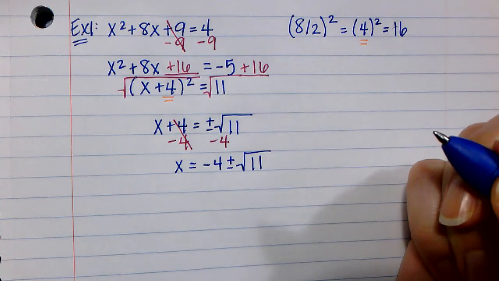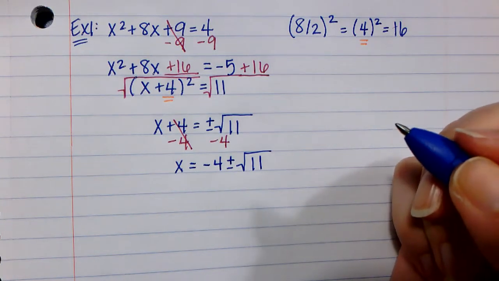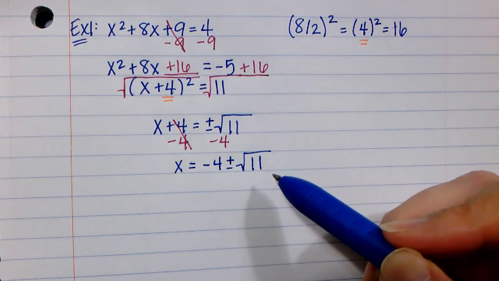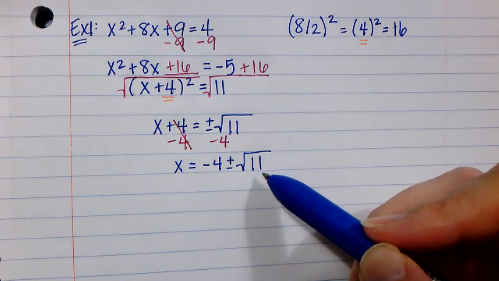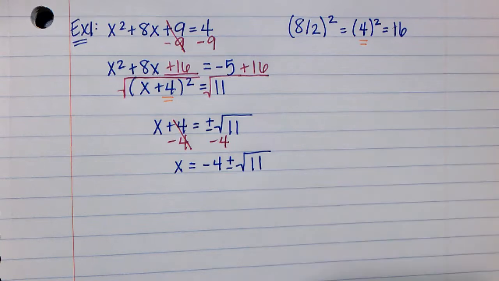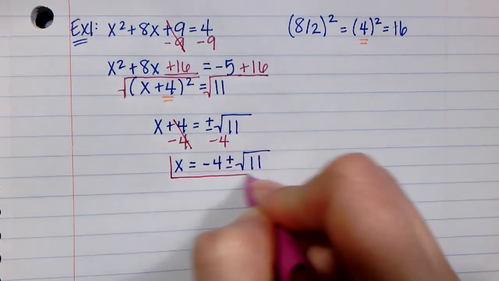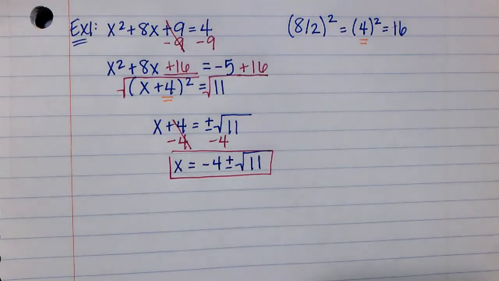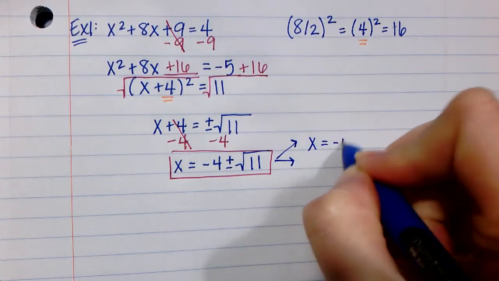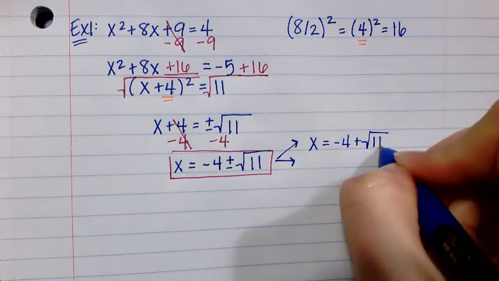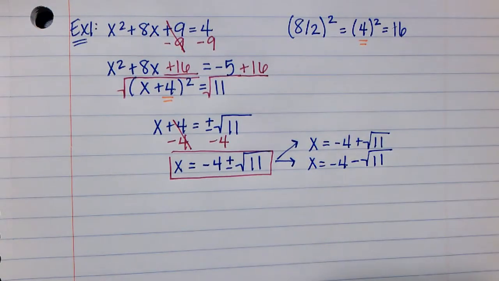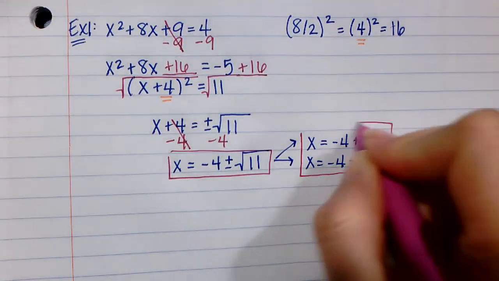Now, before I can say these are my solutions, I need to double check that the square root of 11 can't be simplified. But if we look at 11, it's a prime number, and there is not a perfect square that can divide into 11. So this is my answer. You are more than welcome to leave it like that combined, or you can split it up into x equals -4 plus the square root of 11, and x equals -4 minus the square root of 11. Either way, you have both of your answers.